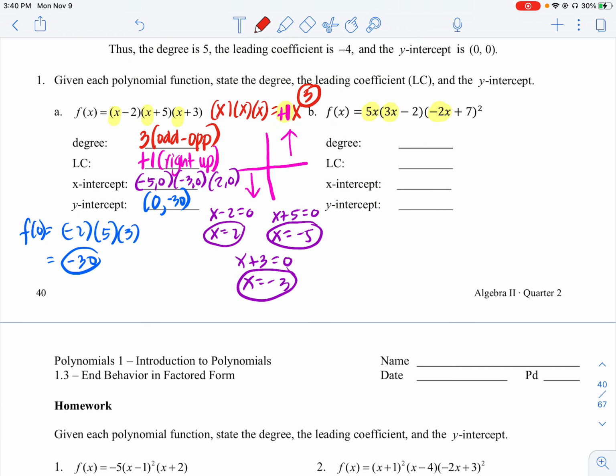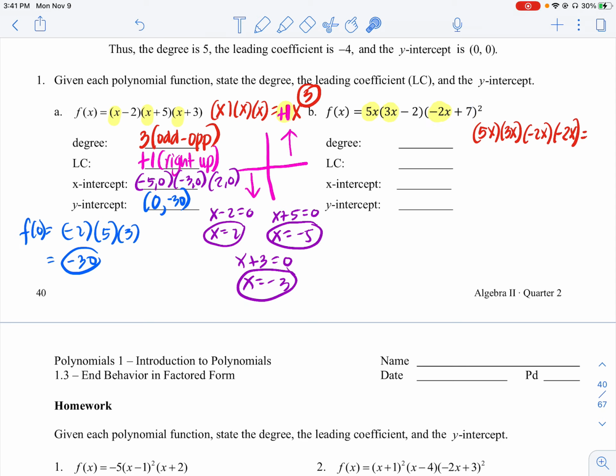In red, I have 5x times 3x times negative 2x times negative 2x. Do you guys notice why I have 2 of the negative 2x? The reason for that is because this term is being squared. That means I have 2 of these. That's why I'm writing 2 of them.